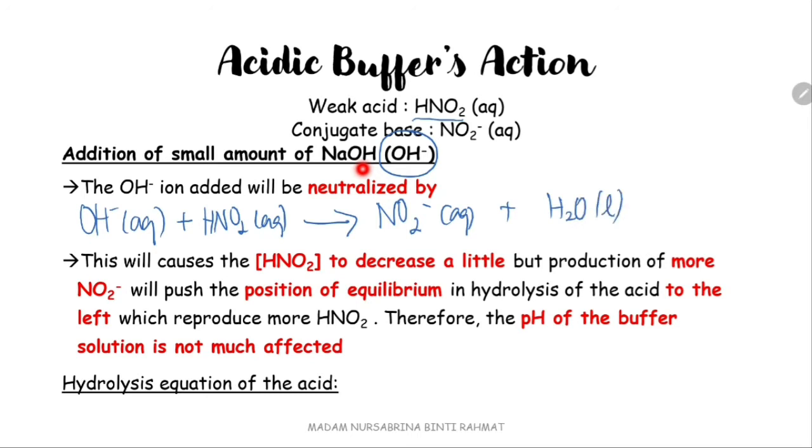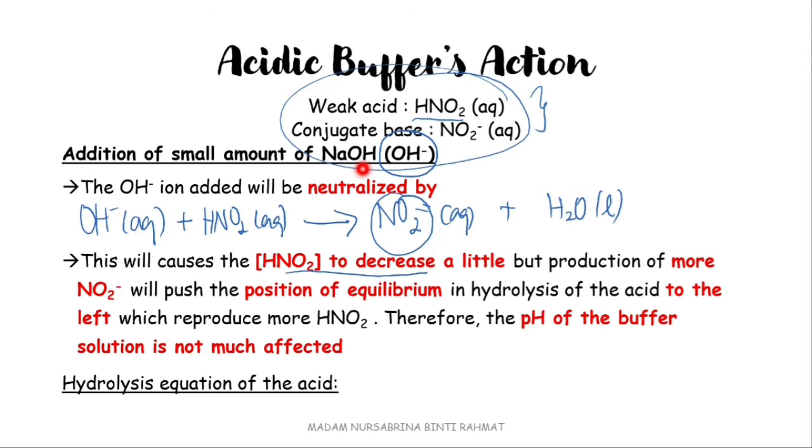So it's just simple. If we react our hydroxide ion with our weak acid, we produce the conjugate base. So basically, it will just involve these two buffer components. That's why you need to remember: identify first what your buffer components are. Since we are using up our weak acid, the concentration of our weak acid will decrease, whereas the concentration of our conjugate base, NO2 minus, will increase.